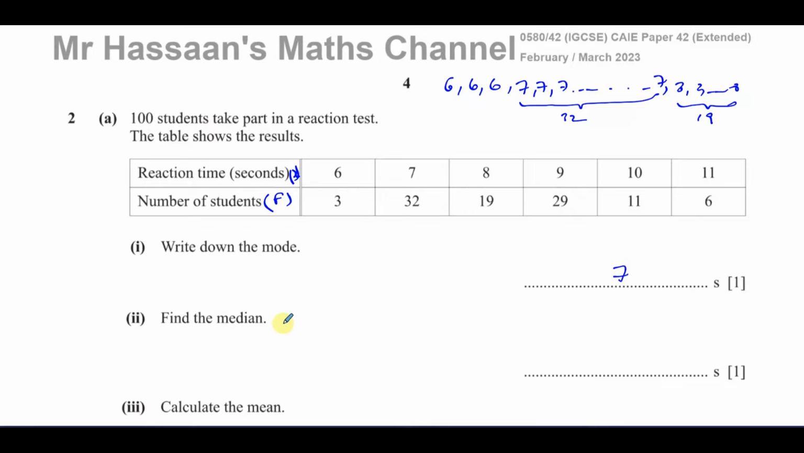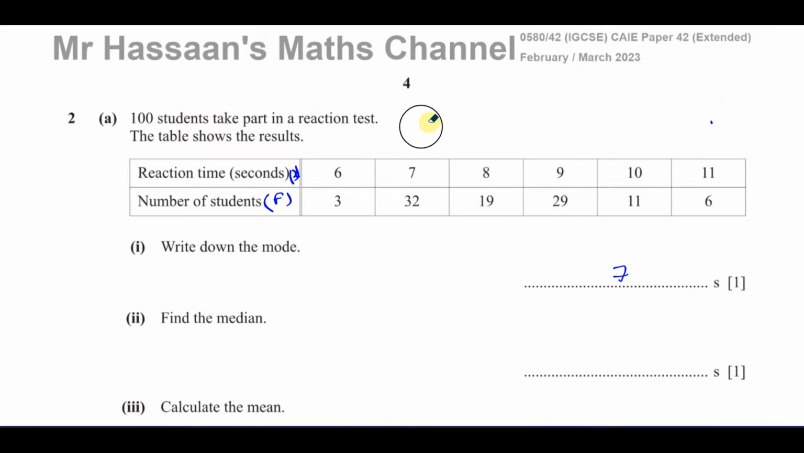The median is the number in the middle when they're written in order of size. Now, many people think the median is found by looking at the middle between 6, 7, 8, 9, 10, 11. But that's not correct, because you have different numbers of each of them. So the median won't be found by just looking at what's in between these. In that case, it would be 8.5. That's not how you do it. It might be close to 8.5, but that's not how you do it.